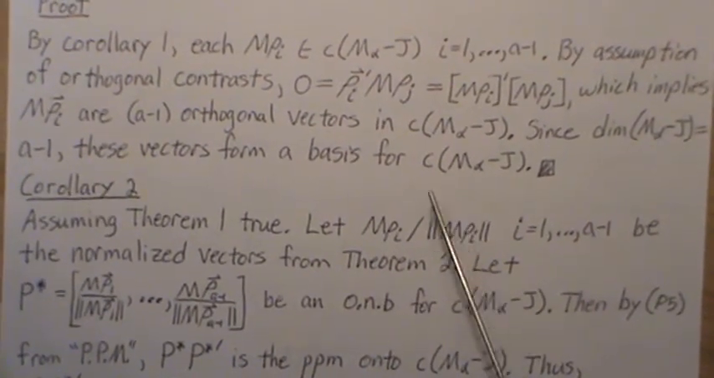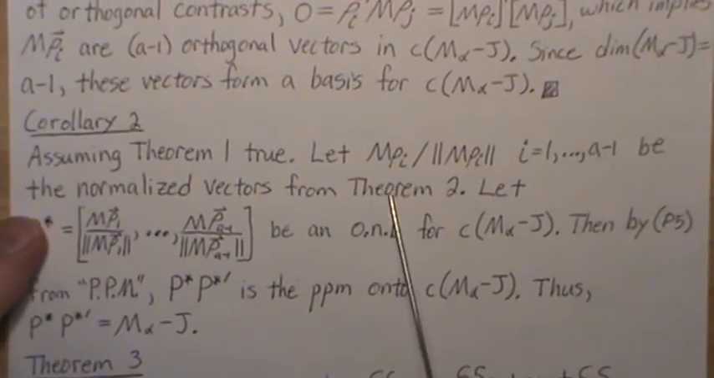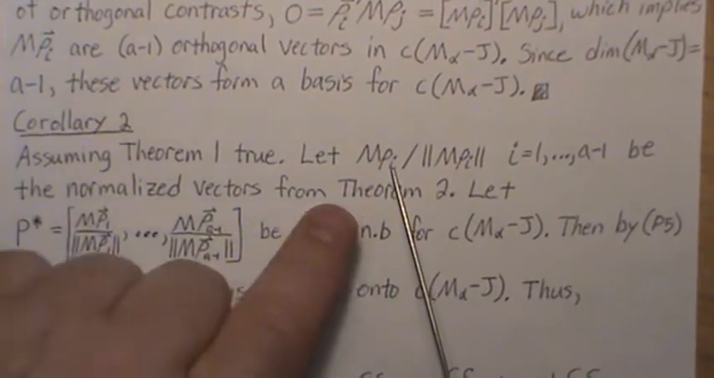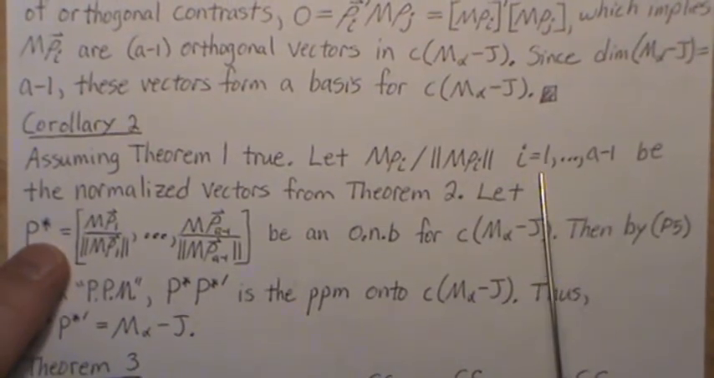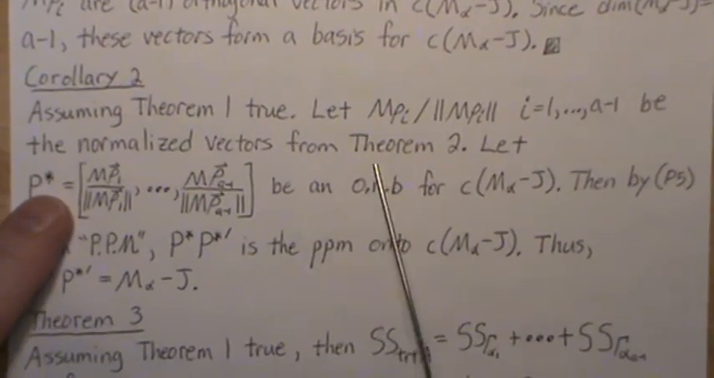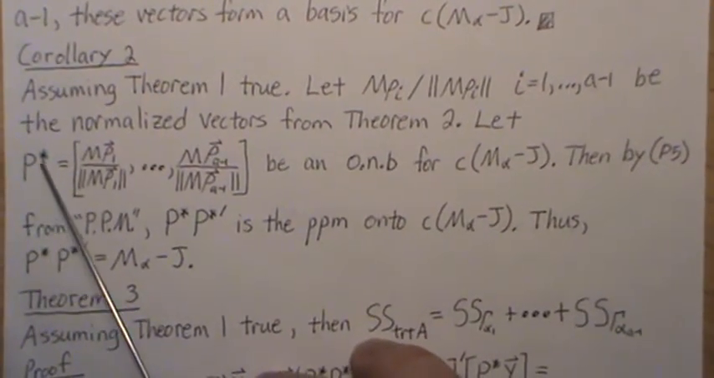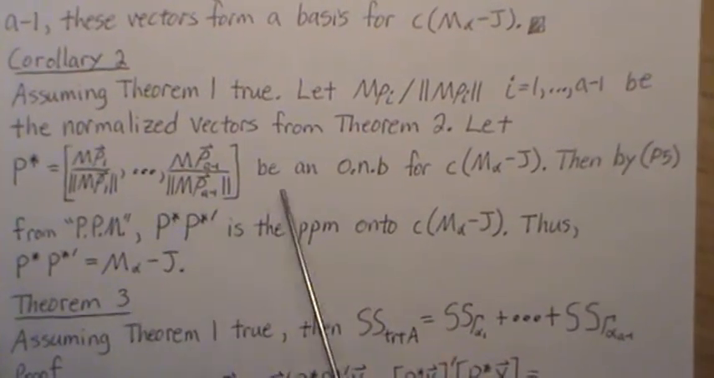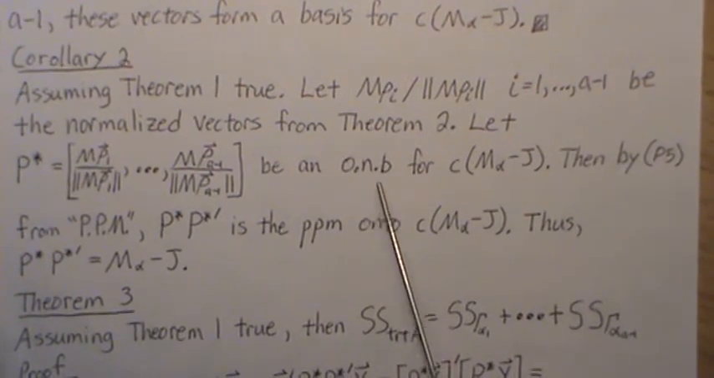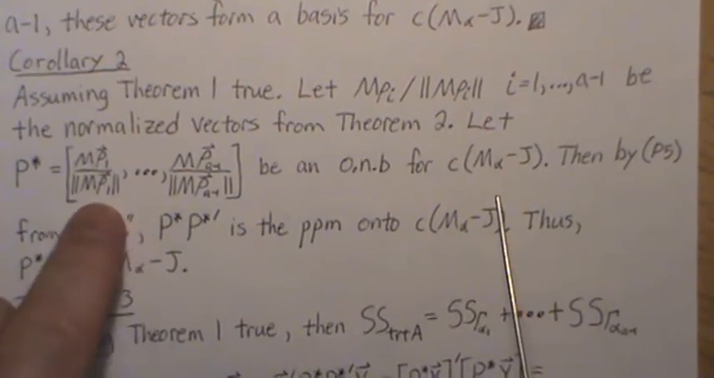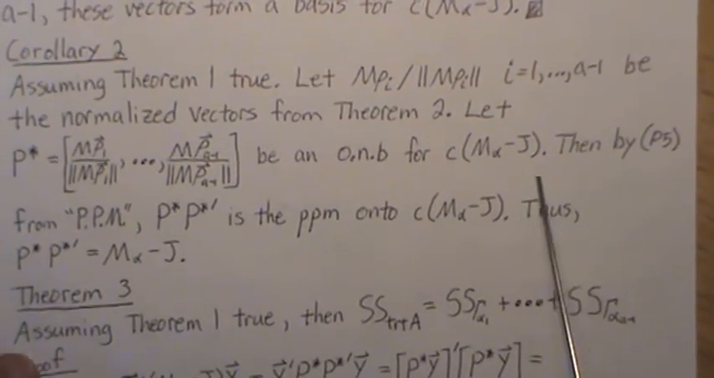Now we're getting into the very interesting stuff. So a corollary to this is, assuming theorem 1 is true, let M rho I be one of these vectors, but normalized. And that's for all A minus 1 of those vectors from theorem 2. So let's collect those and put them in a matrix called P star. So this comprises the orthonormal basis for this column space. So each one of these is normalized. So it forms what's called an orthonormal basis for this column space.